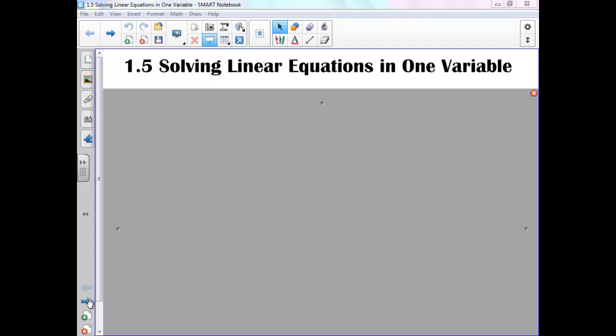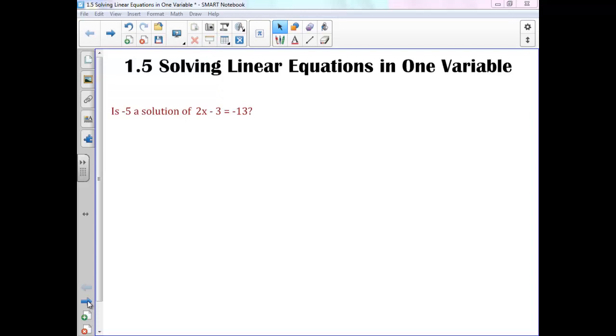Section 1.5, solving linear equations in one variable. So we're going to start by looking at, is -5 a solution to this equation? What we need to do is plug in our -5 for our variable and see if it works.